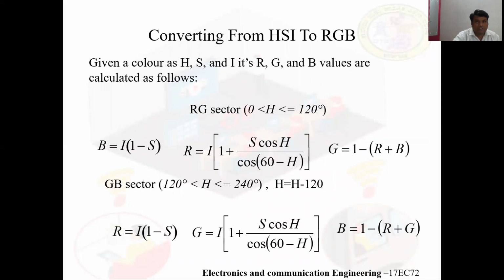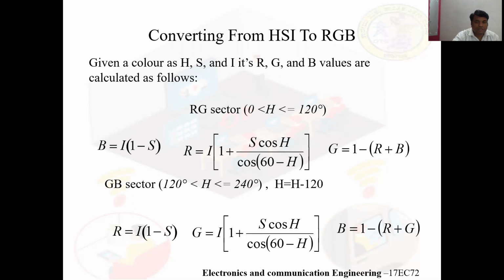Converting from HSI to RGB. Given a color as H, S and I, its RGB values are calculated as follows. In the RG sector, H is greater than 0 and less than or equal to 120 degrees. B is equal to I into (1 minus S). R is calculated as I into (1 plus S cos H by cos of (60 minus H)). G is equal to 1 minus (R plus B).